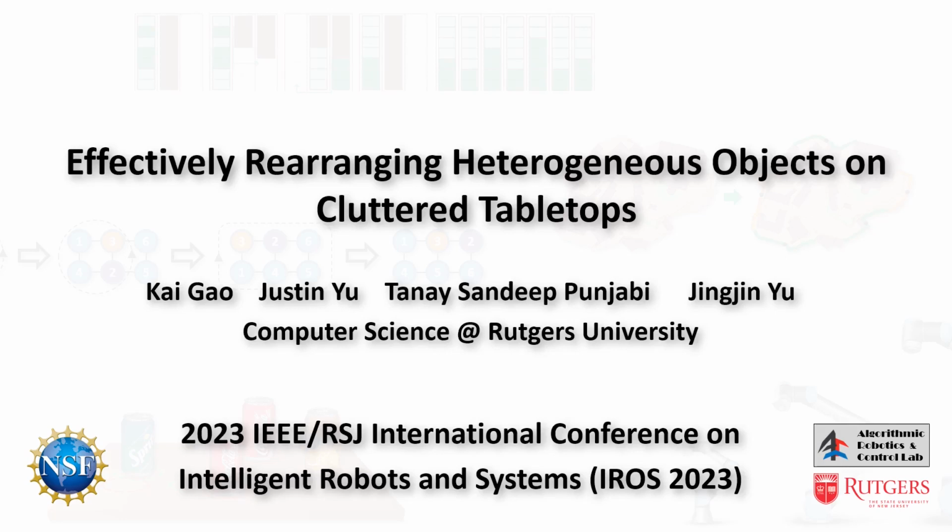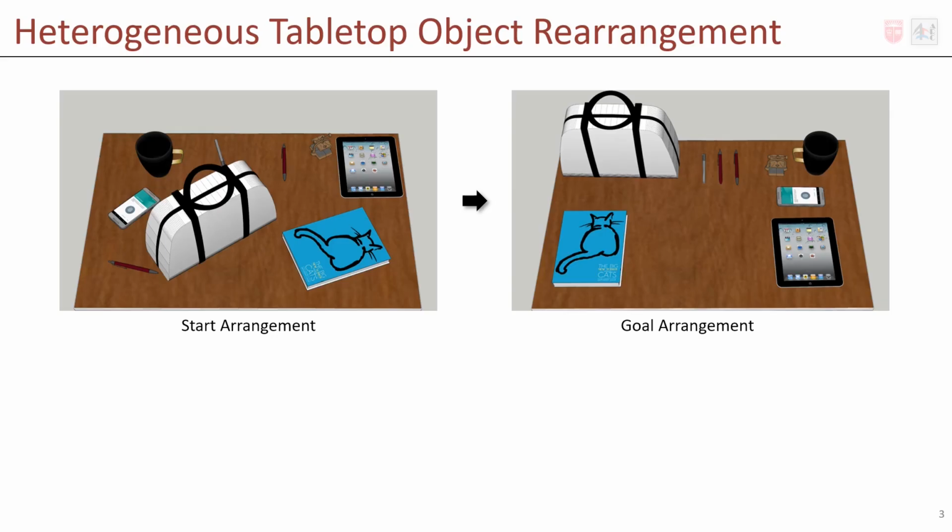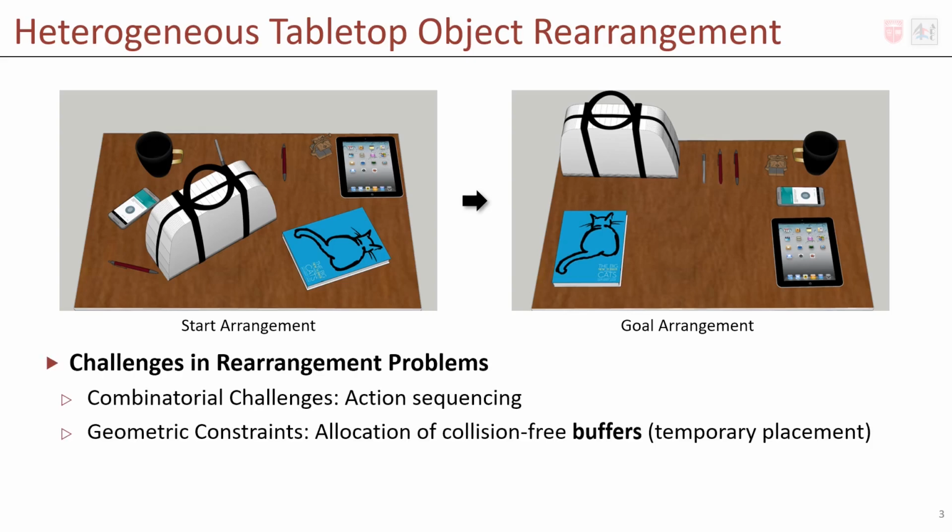In this paper, we investigate the problem of tabletop rearrangements with heterogeneous objects. In rearrangement problems, the robot arm moves objects from start positions to desired goal positions. In general, this problem has two aspects of challenges.